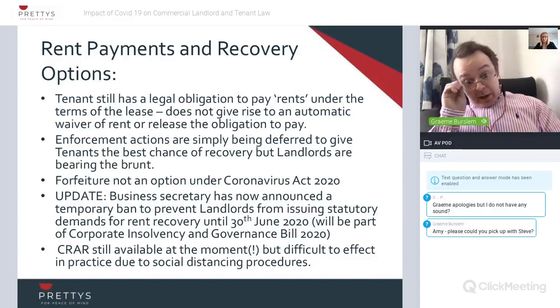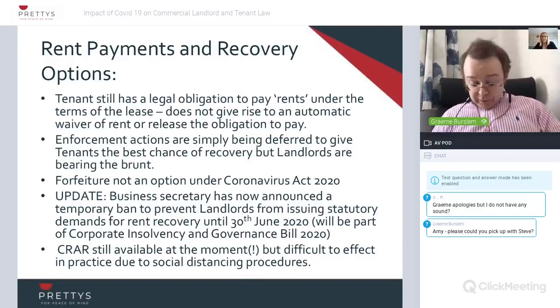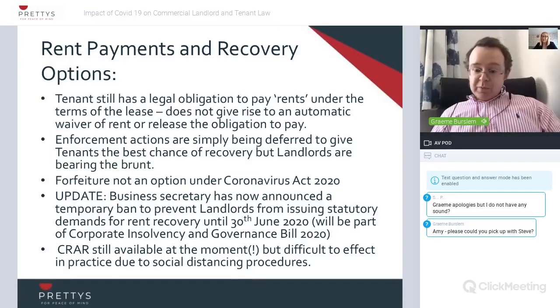Otherwise, there's the commercial rent arrears recovery scheme, which is still available in theory, although you may have some practical difficulties using it, with social distancing and so on. The other point to pick up is that there's been a temporary tweak to the scheme during the relevant period, such as whereas you would previously have needed to have 7 days worth of rent outstanding, that period has been increased to 90 days worth before you can avail yourself of the scheme. So that's really interesting, isn't it, Graeme?